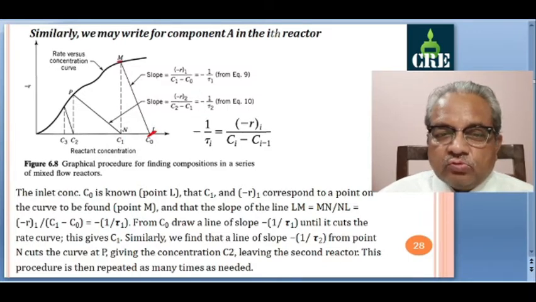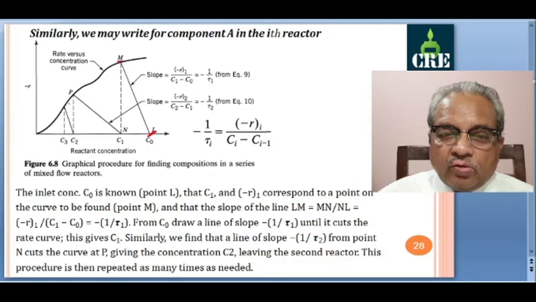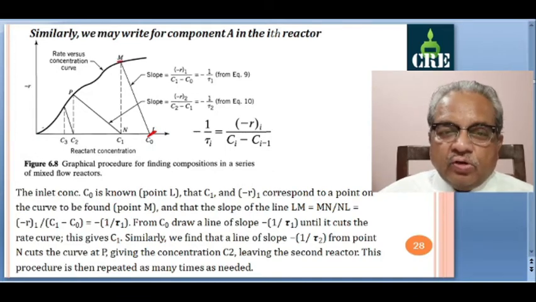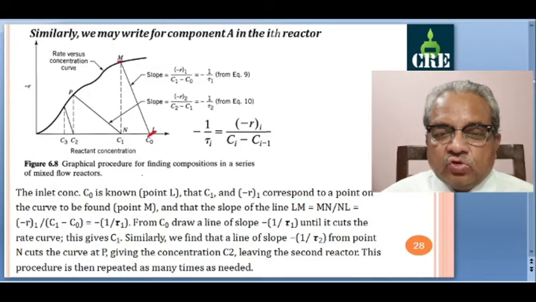Next slope is minus 1 upon tau 2. This you draw, come down, you get C2. Next slope is minus 1 upon tau 3, and you can continue. And the final concentration from the final reactor you can find out. If you know the rate-concentration data, you construct the rate-concentration curve. So by graphical procedure you can find this.